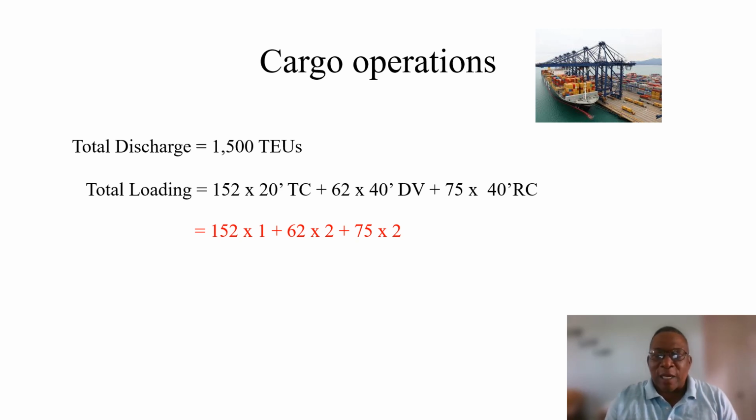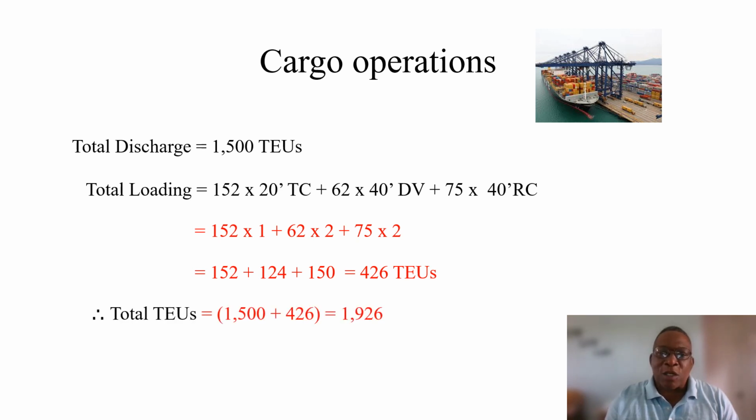We have 152 times 1, since it's a 20-foot equivalent unit, plus 62 times 2, since that's a 40-foot, which is 2 20-foot, and plus 75 times 2. That gives us 152 plus 124 plus 150, which is a total of 426 TEUs to be loaded.